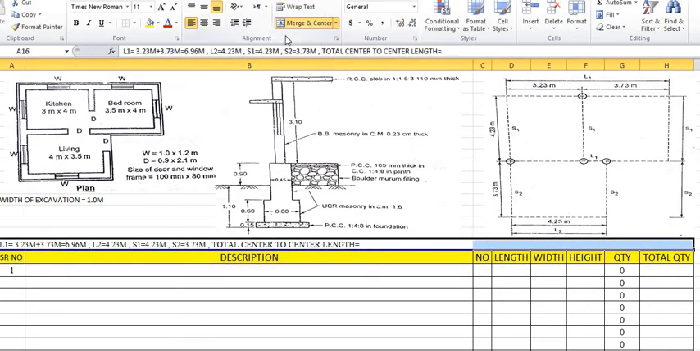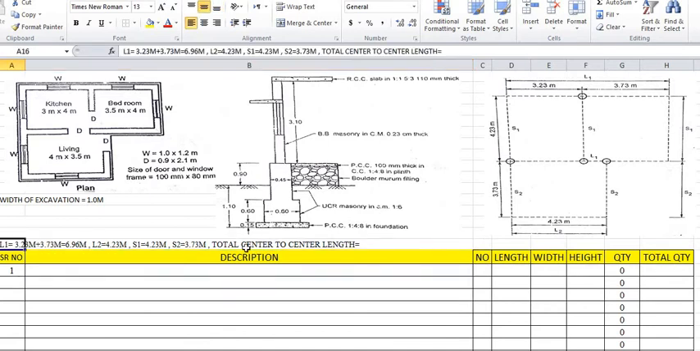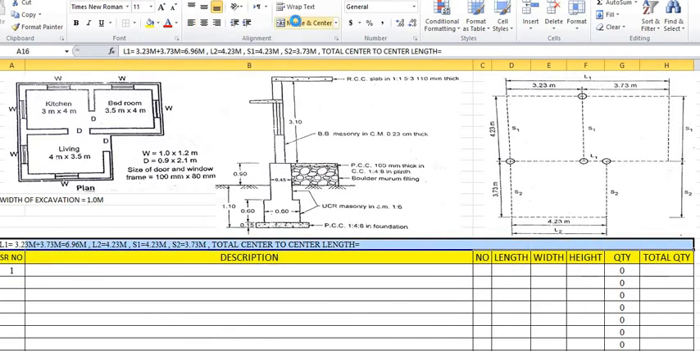We will divide these figures, we will merge this. So the total center to center length is nothing but how many long walls there are. There are 2 long walls, so we are considering 2 as L1. How many numbers of L1 are there? So here it is 1 L1 and 2 L1. How many numbers of L2 are there along the x direction?